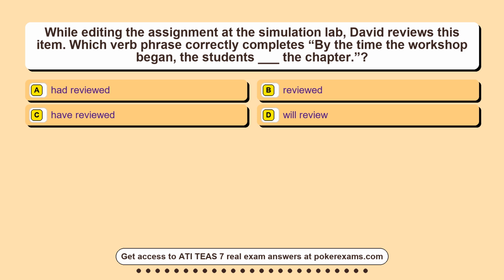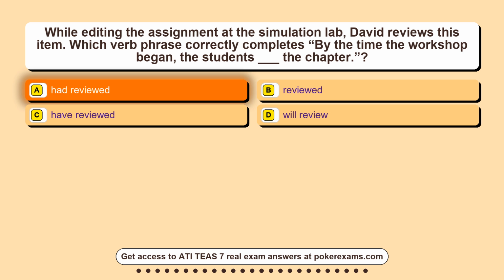Question 12. While editing the assignment at the simulation lab, David reviews this item. Which verb phrase correctly completes by the time the workshop began? The students blank the chapter. Option A. Had reviewed. Option B. Reviewed. Option C. Have reviewed. Option D. Will review. The correct answer is option A.